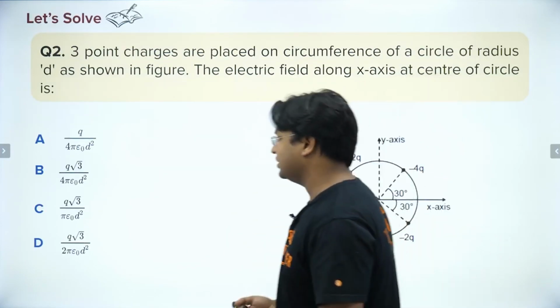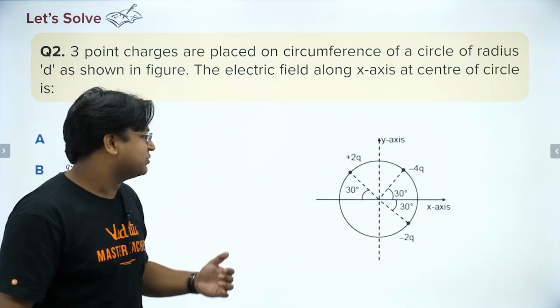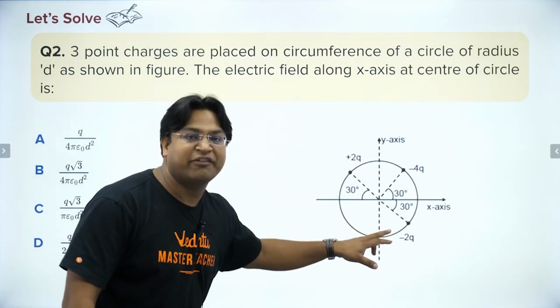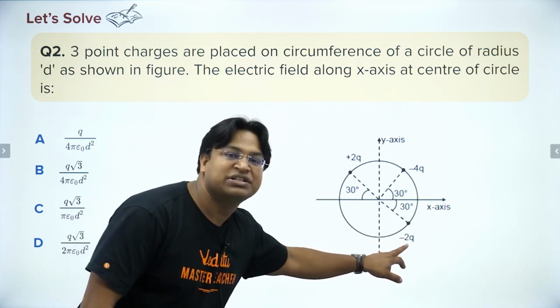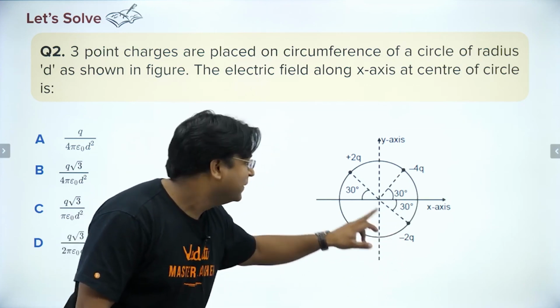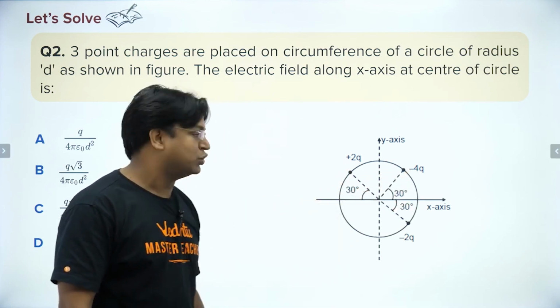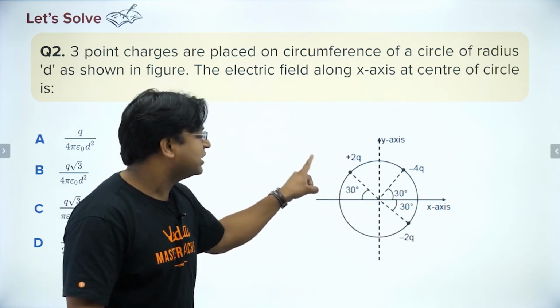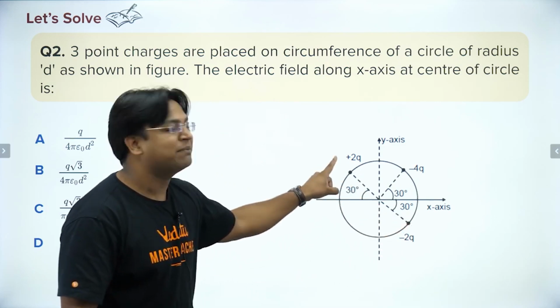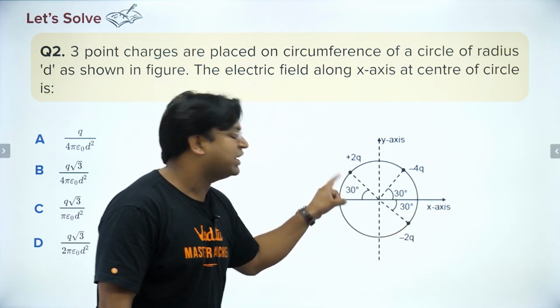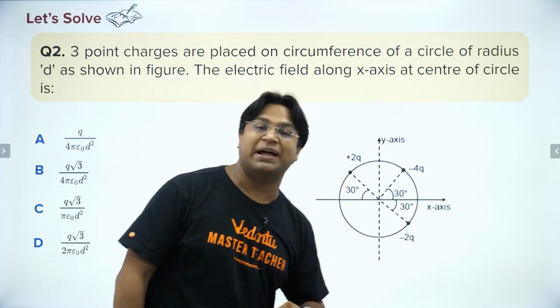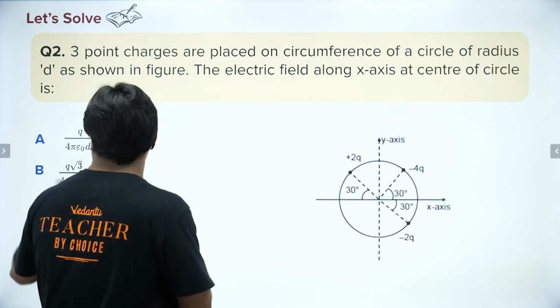Now this question, again a simple one if you understand the situation here. There are three charged particles indicated in this question. One charged particle has a charge of minus 2q, one has a charge of plus 2q, and one has a charge of minus 4q. Now by looking at the situation, can we decide that minus 2q and plus 2q are situated at opposite ends of a diameter? I'll tell you how I am saying this.